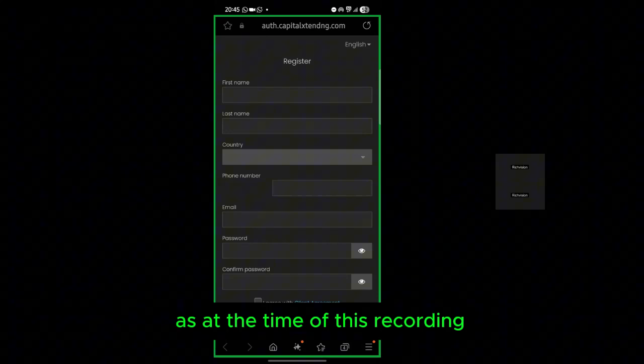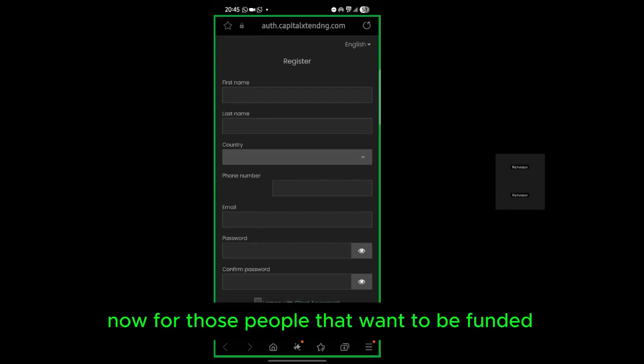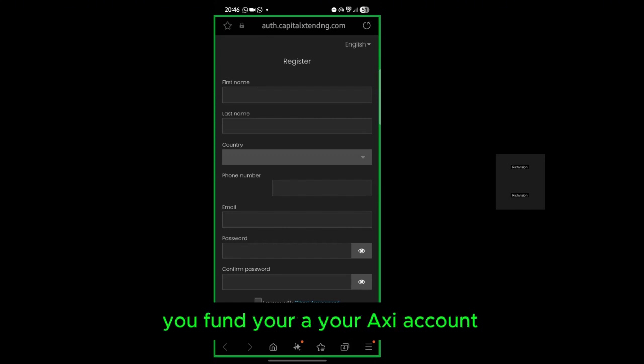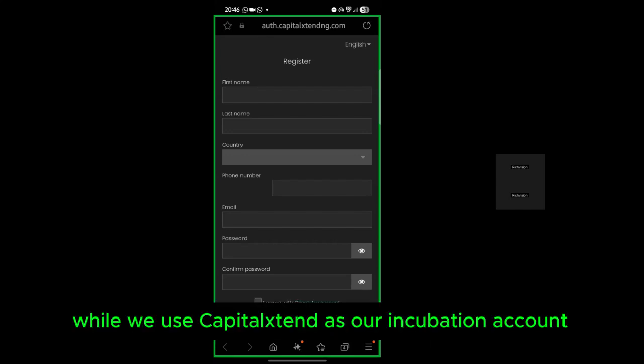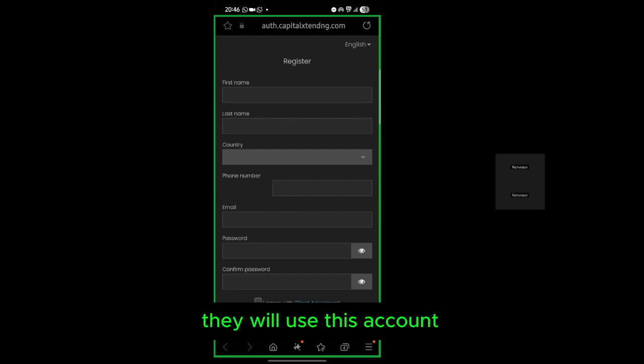As at the time of this recording, we're working with 2 brokers. The first is Axi Select and the other is Capital Extend. Now, for those people that want to be funded, to have extra funds to trade the Forex market, you fund your Axi account, while we use Capital Extend as our incubation account. For those that want to grow their account with our assisted trading program, they will use this account.